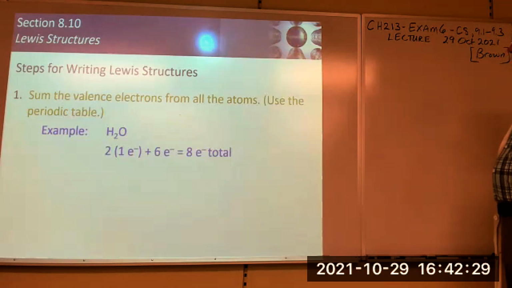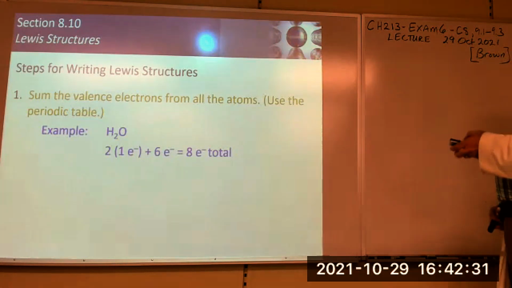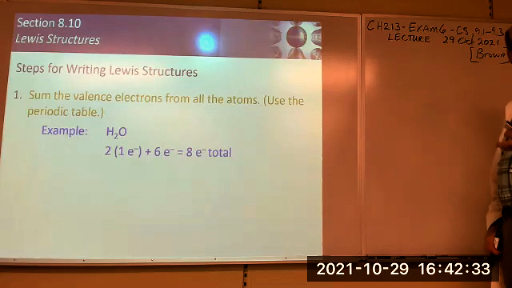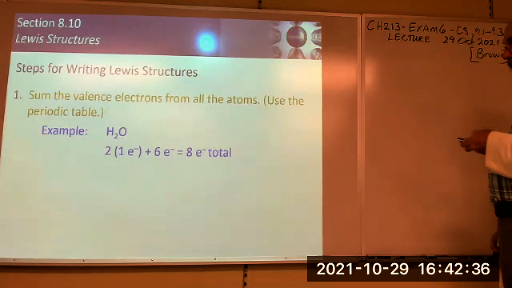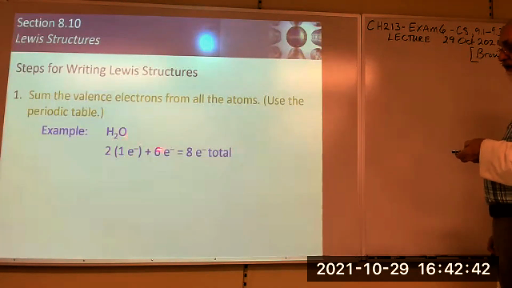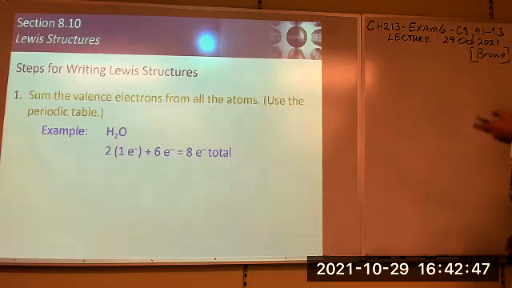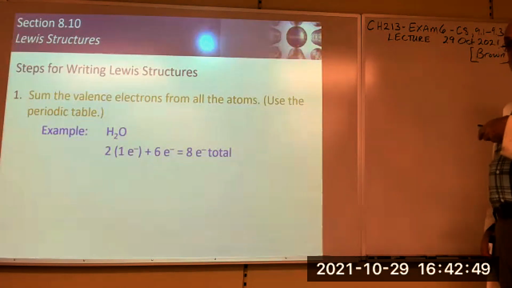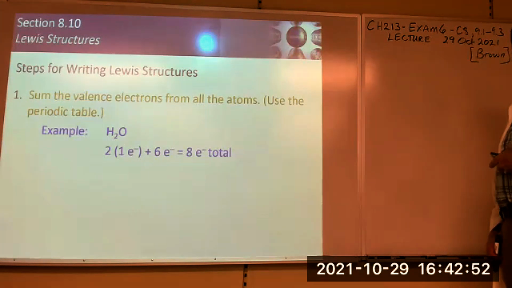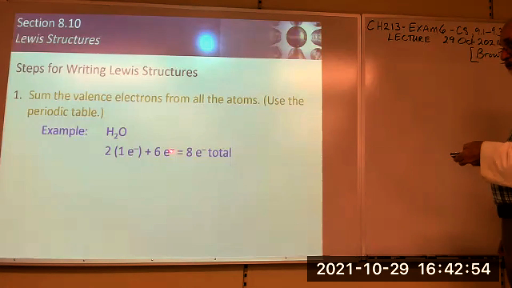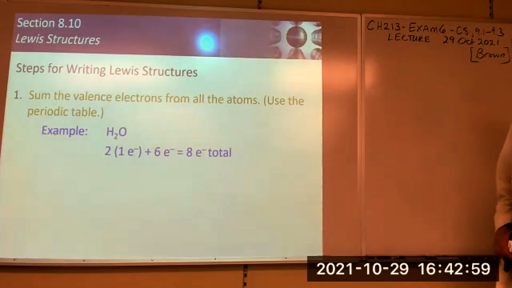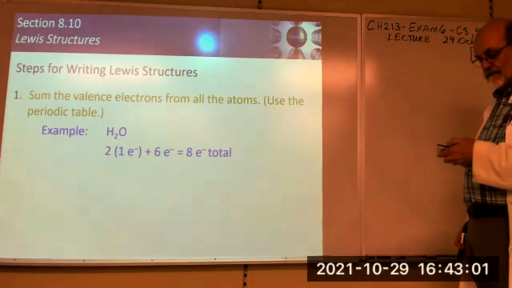Okay, so here's what we do first. For water, you just take all the valence electrons and add them up. So we have a hydrogen with 1 valence electron, but we got 2 of them, so there are 2 valence electrons. Oxygen has 6 valence electrons, right? Because it's got a 1s, and it has a 2s and a 2p. And the valence electrons are the 2s and the 2p, and they have 6 electrons between them. So you add those together, and you have 8 valence electrons that you can use in the Lewis dot structure.